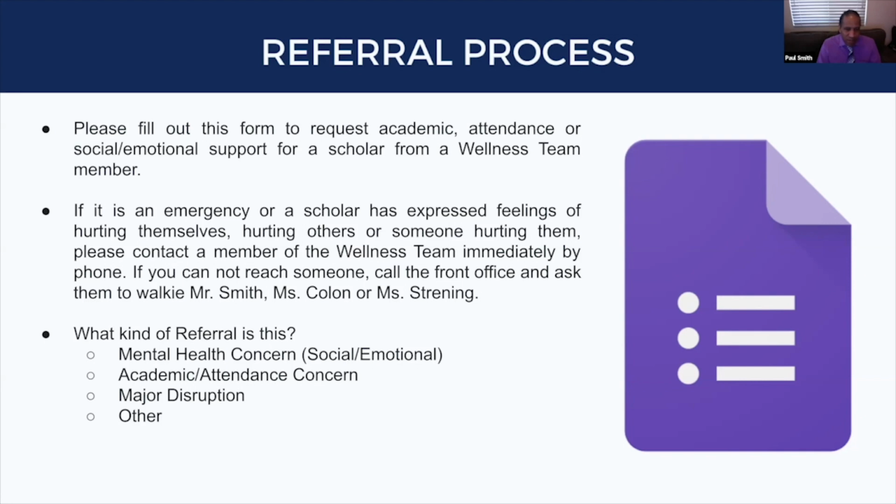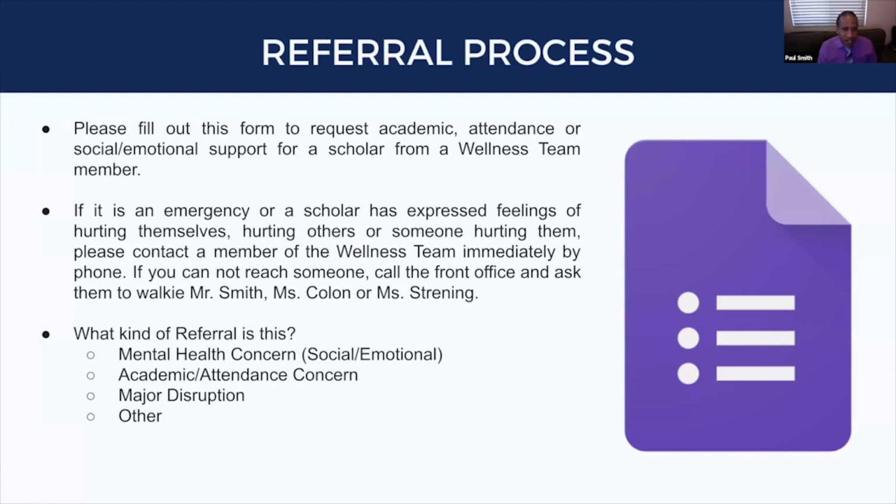If we skip down to the bottom portion of this form, we can see that it's asking what kind of referral this is. Is this mental health? Is it social emotional? Is it within the environment that I would work with specifically? Or is it an academic one, which goes to the academic counselors, or a major disruption? And then we also include the other column, because there may be times when an individual is working with a student or scholar or potentially even another colleague and they're just not sure, but they want to make sure that someone is aware of how we can support each other, because we all go through things.